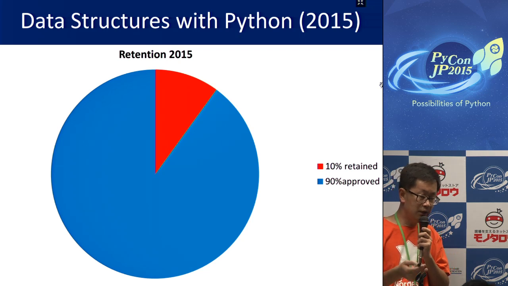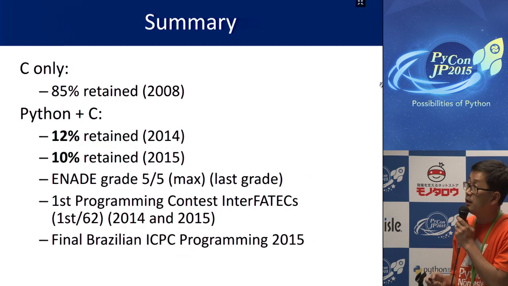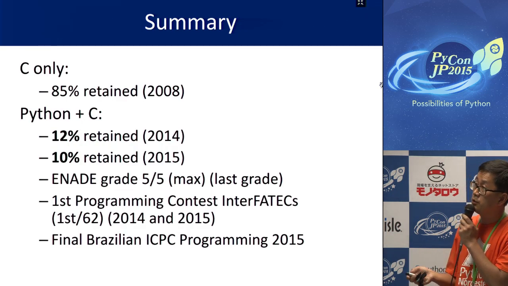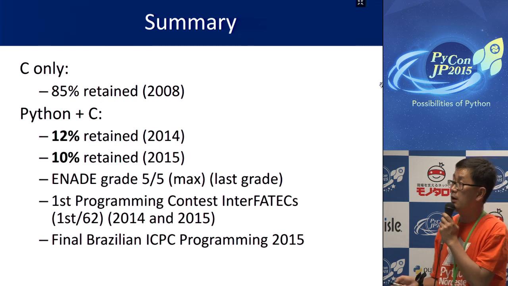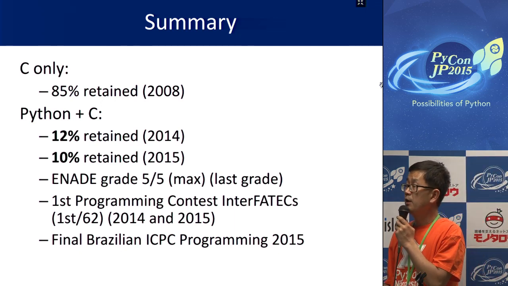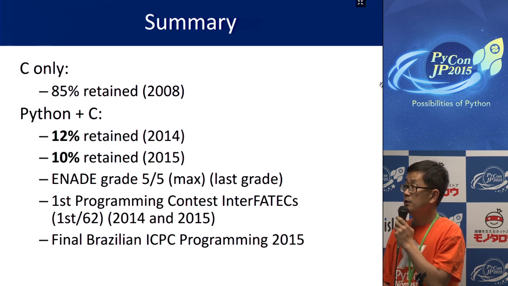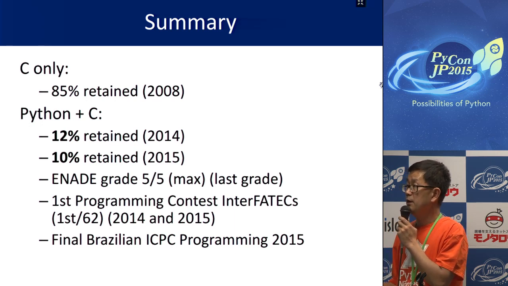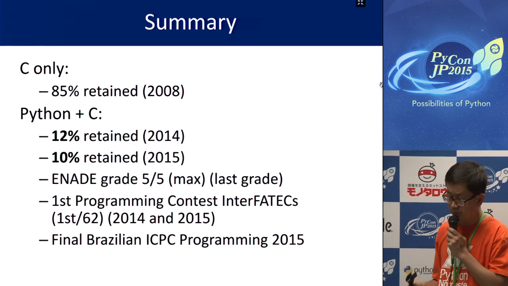With C and Python, a hybrid approach. And the summary: C only, in 2008, we had 85% retained. With the hybrid approach, Python mainly, with also C, last year 12% retained. This year, last semester, only 10% retained.